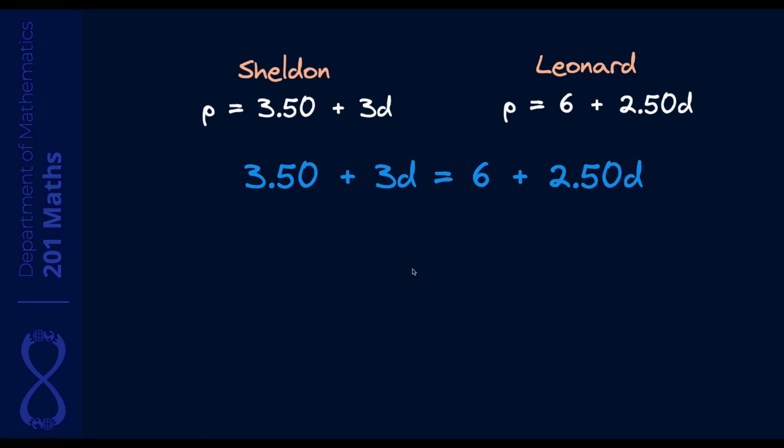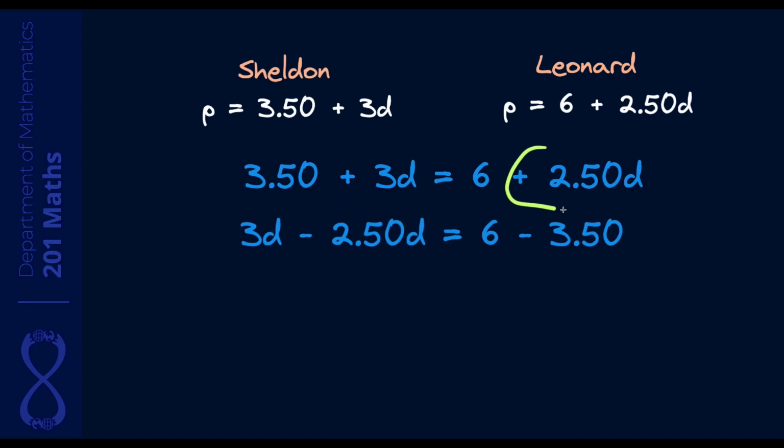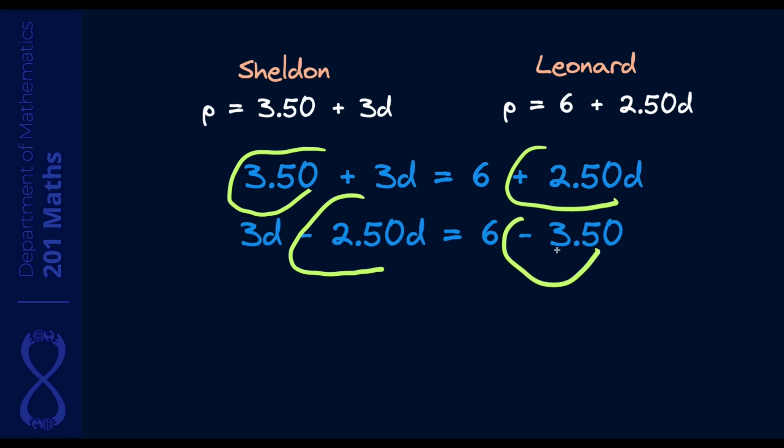Explaining why we can do that would be too much of a tangent right now, so I'll get back to it in a minute. We are solving for distance, so let's put all the D's on one side and all the non-D's also together on the same side. As you can see here, the plus 2.5 became minus 2.5 for the D's, and the plus 3.5 that we have here became minus 3.5.